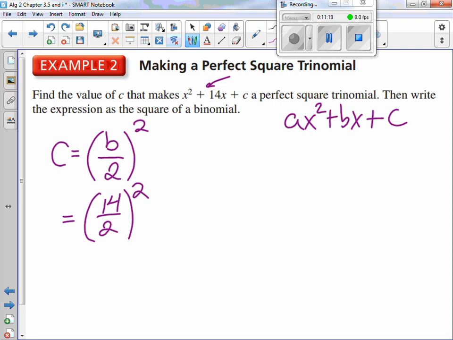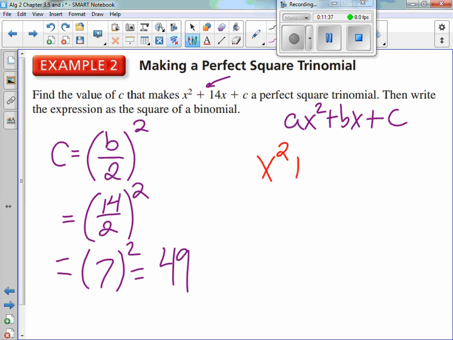Now, what is 14 divided by 2? And 7 squared is 49. So the value of c for this polynomial is 49, so our perfect square trinomial is x squared plus 14x plus 49. That's our perfect square trinomial. Any questions on this here? Is that the answer, or is that half of it?